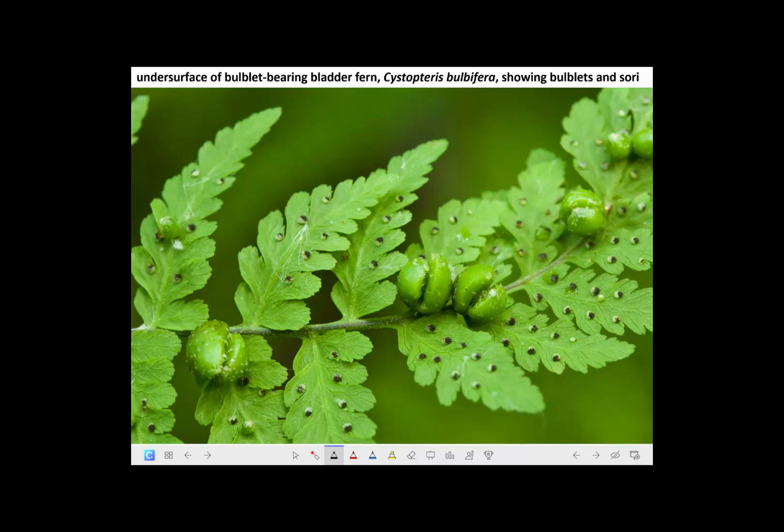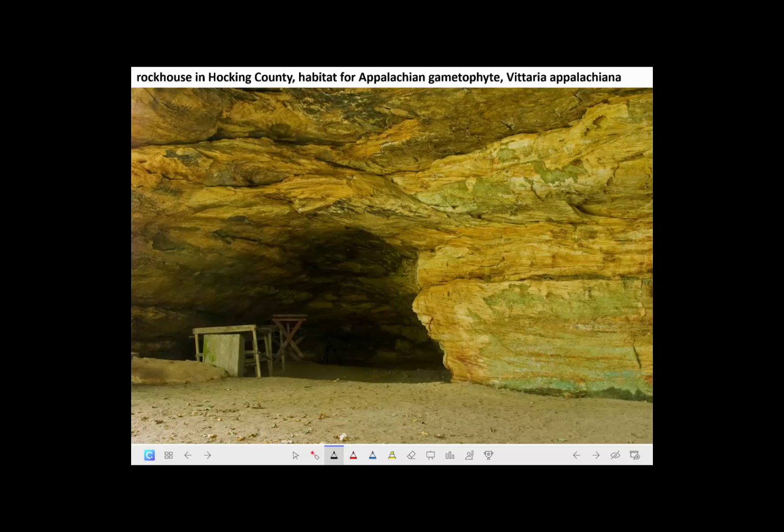And here's another picture showing the bulblets. So this is one of my favorite places. And this is the home of a very special fern. It's called the Appalachian Gametophyte, Vittaria appalachiana.